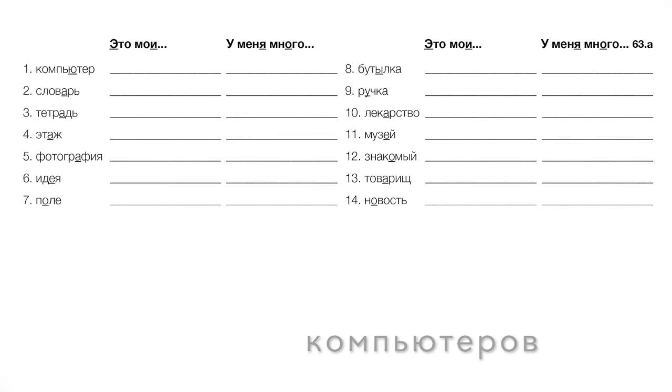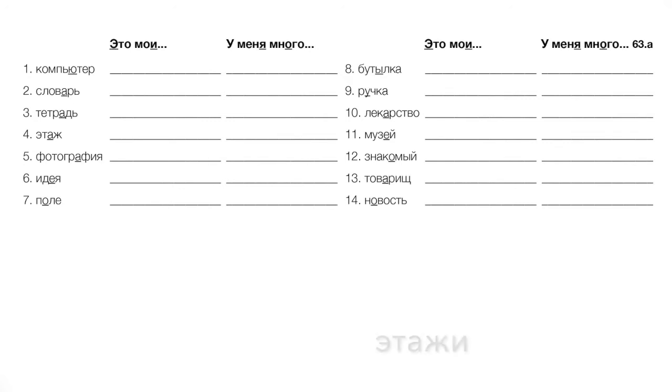Number 2, словарь, soft masculine. This also happens to be an in-stressed noun, so whenever we add an ending, it's going to be stressed. Это мои словари. У меня много словарей. Yay, because of the soft sign. 3, тетрадь, so a notebook. Это мои тетради. This is a feminine e noun, by the way. Это мои тетради, nominative plural. Now genitive. У меня много тетрадей, тетрадей.